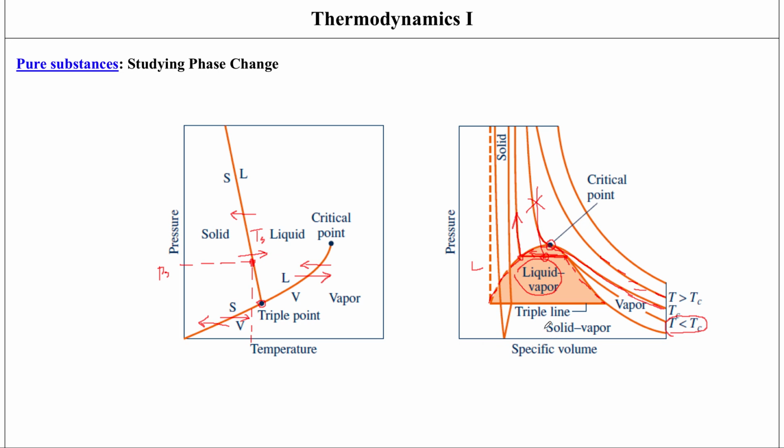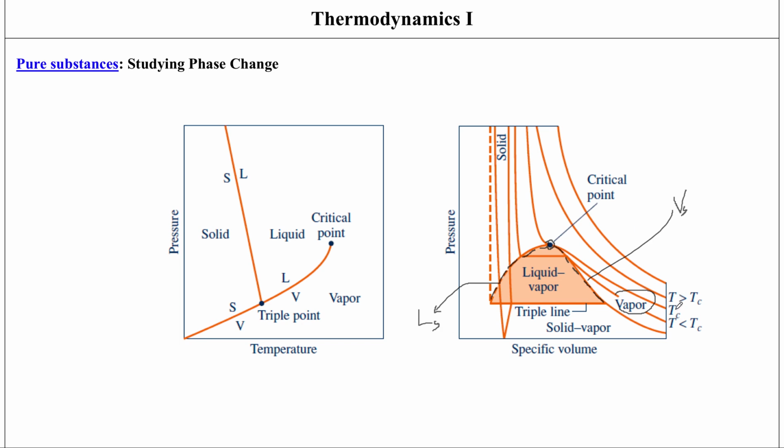So let me just review this again. Let me erase all of this. And so we have a critical point here at which the saturation lines join together. Over here, we have the liquid saturation line. And over here, because this is towards the vapor side, this is the saturated vapor line. Let's call this Vs and Ls.